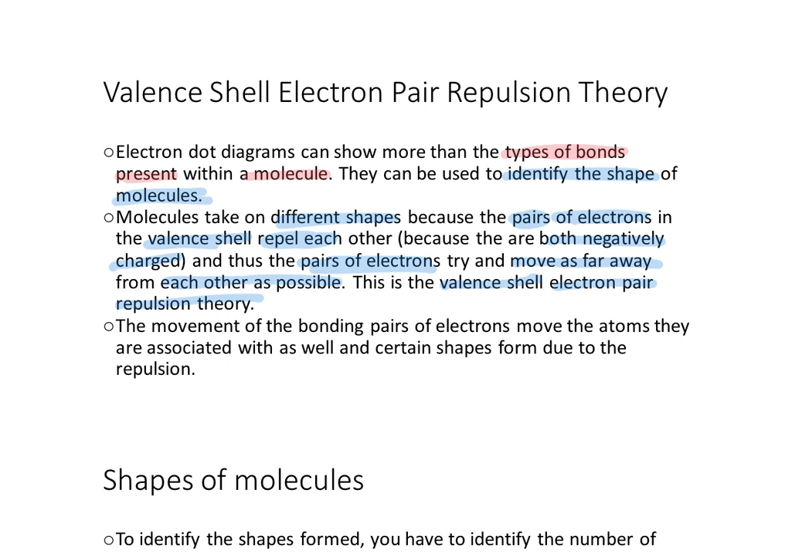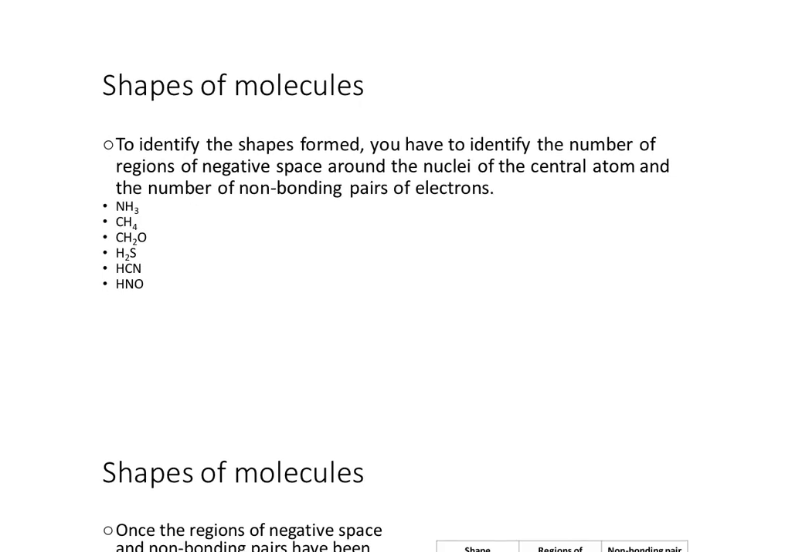They're kind of stuck in this push and pull, so they have to find a way to distribute themselves which maximizes their distance from each other, but minimizes the distance from the atoms that they're putting together. So the movement of these bonding pairs of electrons moves the atoms as well, so that they're associated with, right? So certain shapes form due to the repulsion. So let's find out more about that. So let's have a look.